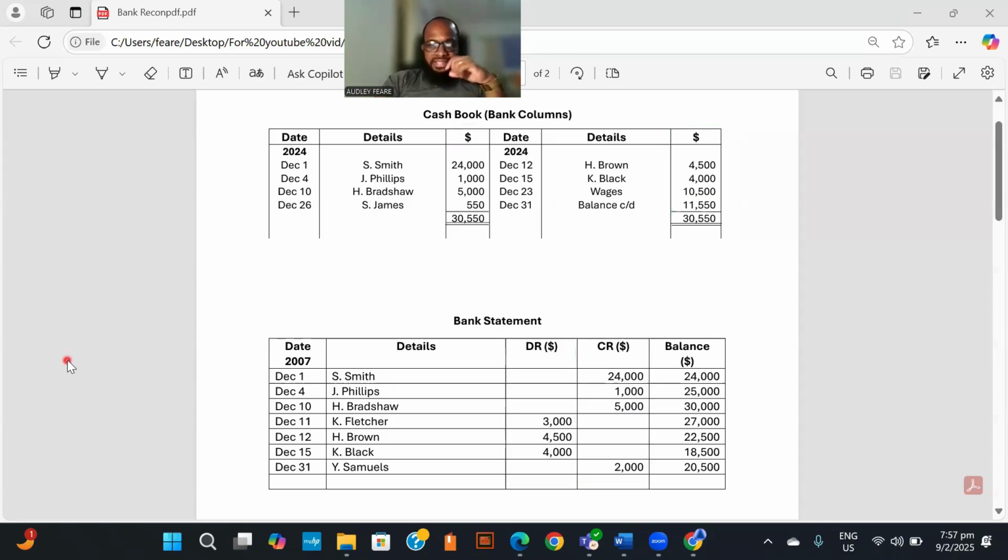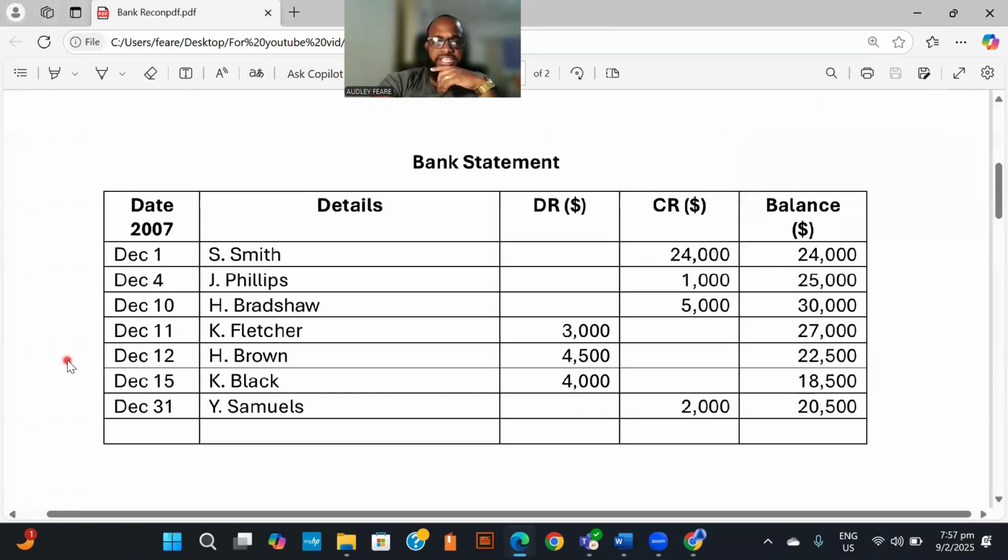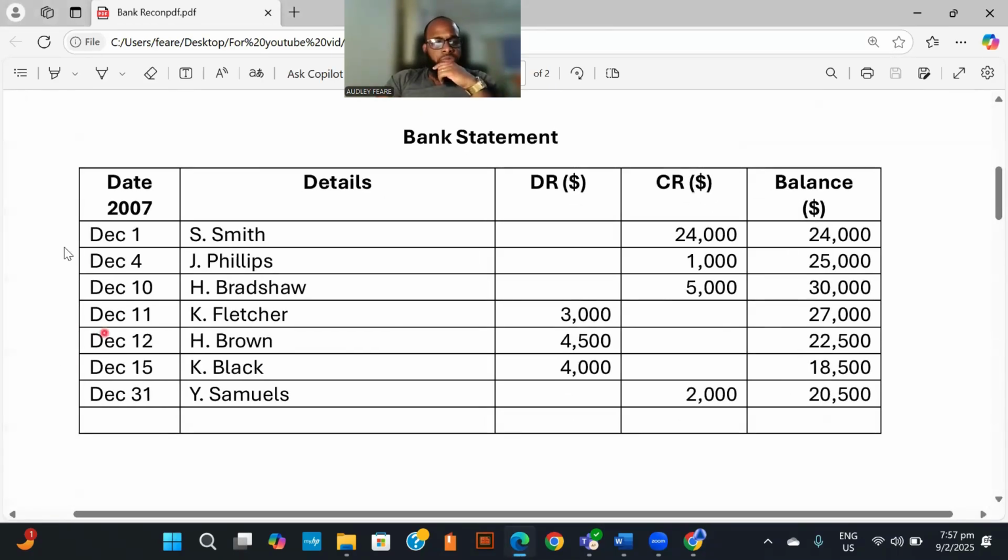Let us examine the bank statement because, of course, we have done the cash book. So here we can see December 1, we received some money. And of course, that means we have $24,000. We got a further $1,000, then a $5,000. So you can see our balances are increasing. And then, of course, we had to pay some money. And we paid $3,000, then $4,500, and $4,000. That gave us a balance of $18,500.